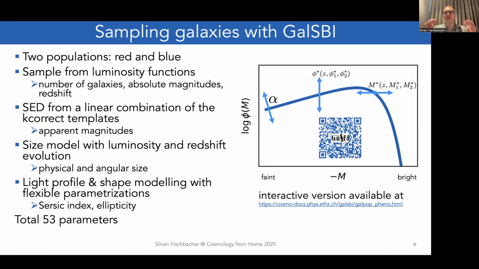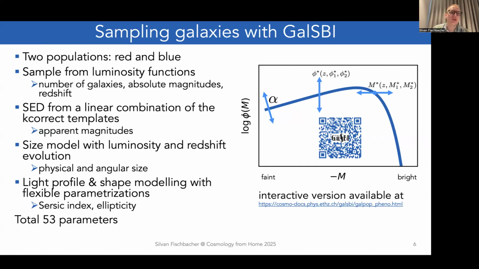So if you suddenly have more objects due to the luminosity function, you will see it in the astronomical image, how more and more galaxies populate the image. The luminosity function just gives us the redshift and the absolute magnitudes of the objects. If we want to do image simulation, we of course are interested in the apparent magnitude.